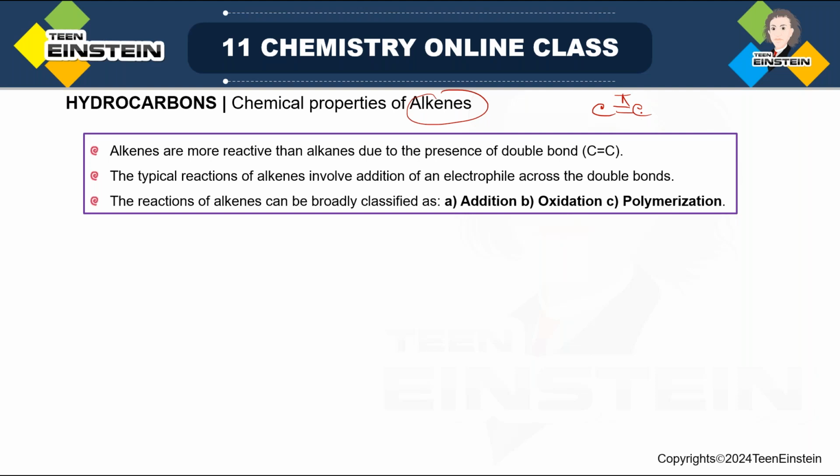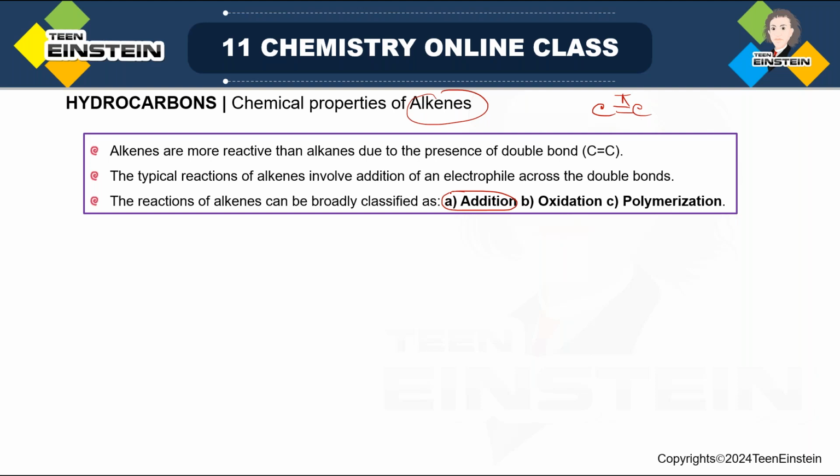So there will be many different types of reactions, especially under the type of addition reaction, where some small molecules will be added to the alkene. Under this heading, addition, you will see 5 to 6 reactions. And then we will start oxidation of the CC double bond.